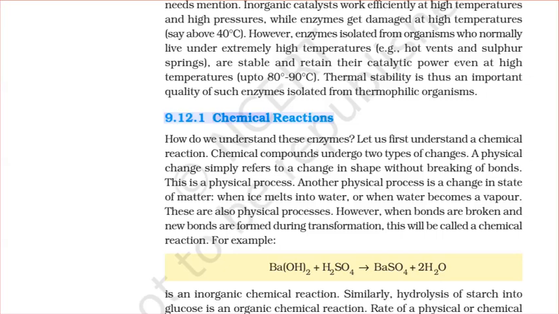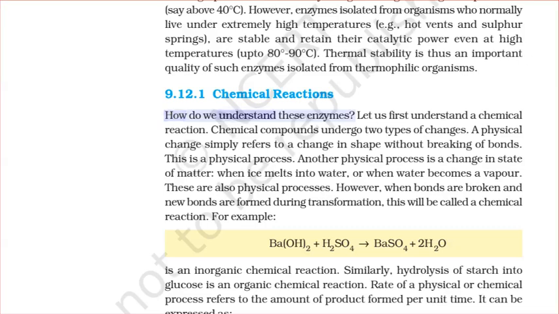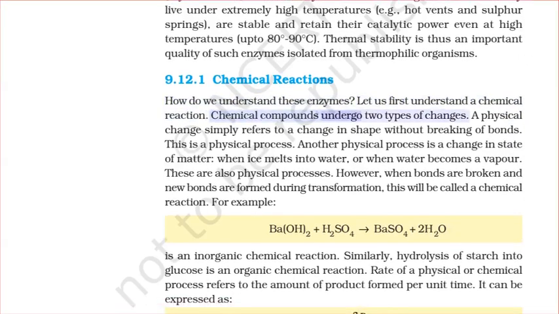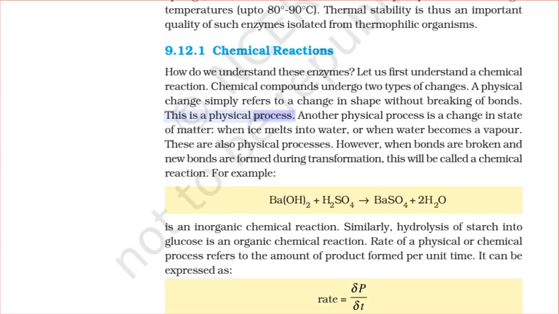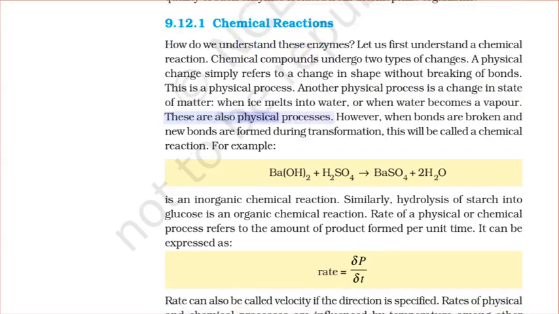9.12.1 Chemical reactions. How do we understand these enzymes? Let us first understand a chemical reaction. Chemical compounds undergo two types of changes. A physical change simply refers to a change in shape without breaking of bonds. This is a physical process. Another physical process is a change in state of matter, when ice melts into water or when water becomes a vapor. These are also physical processes.